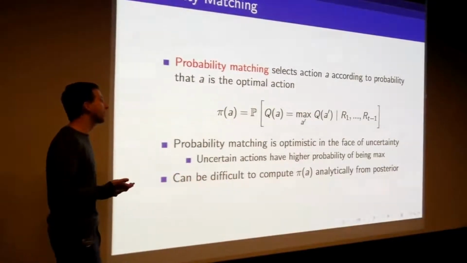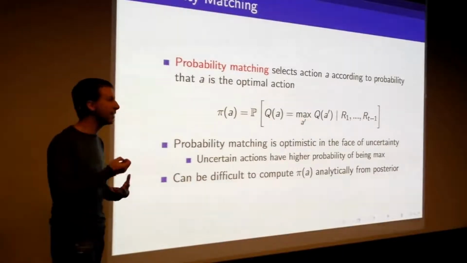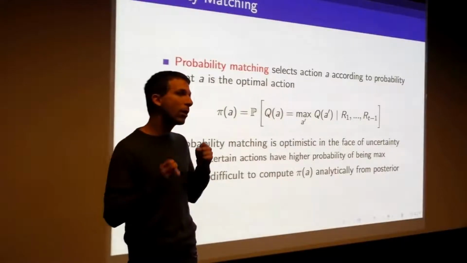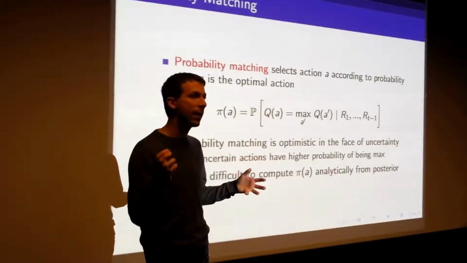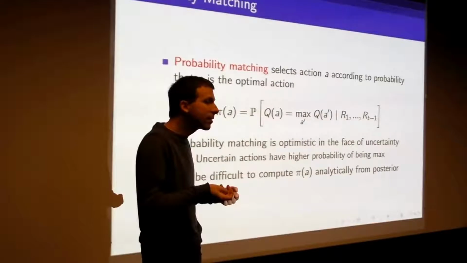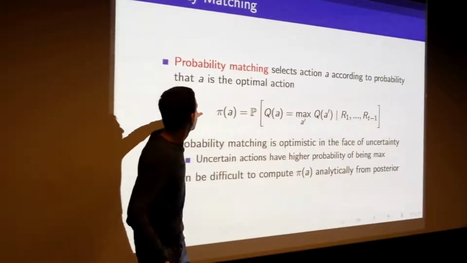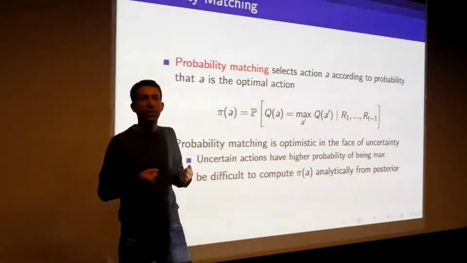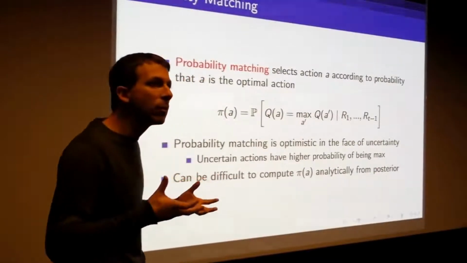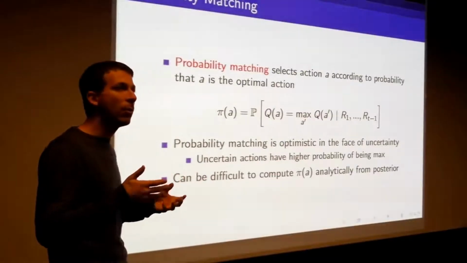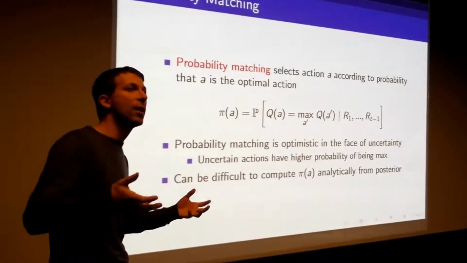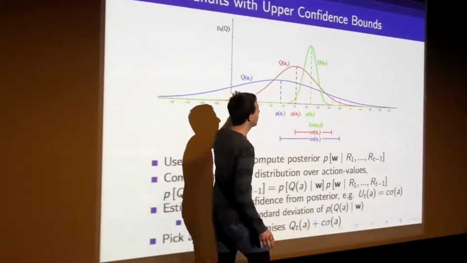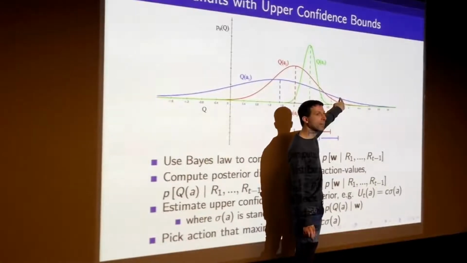And so what's nice about probability matching is it automatically does this optimism in the face of uncertainty idea. In other words, if we've got some uncertainty over our Q values, and we just probability match, we automatically pick things which have higher uncertainty. Like the more uncertainty there is in something, the more chance that thing actually could turn out to be the max. In other words, if we look at these distributions again, what's the probability that blue is actually going to end up being the max?